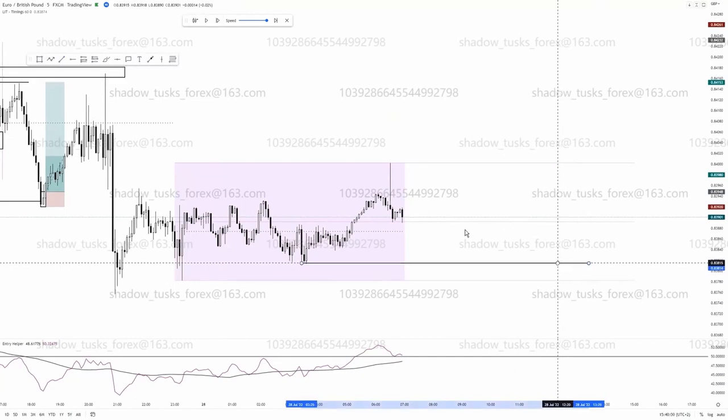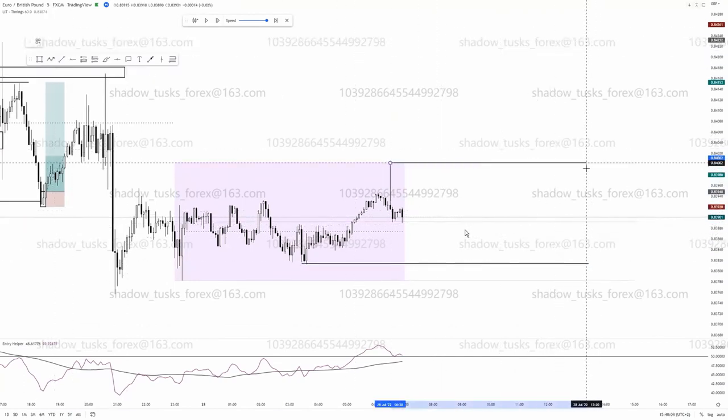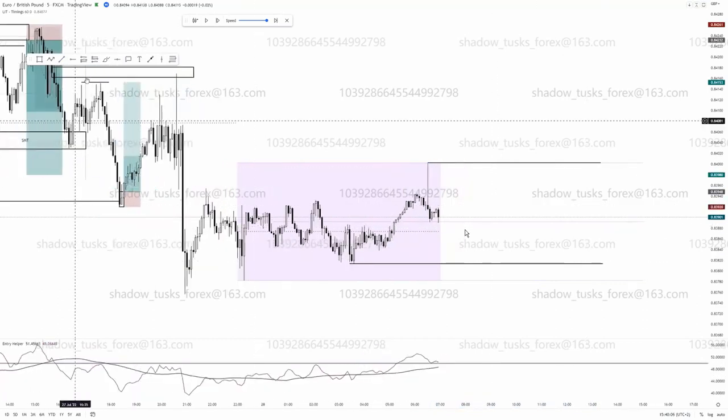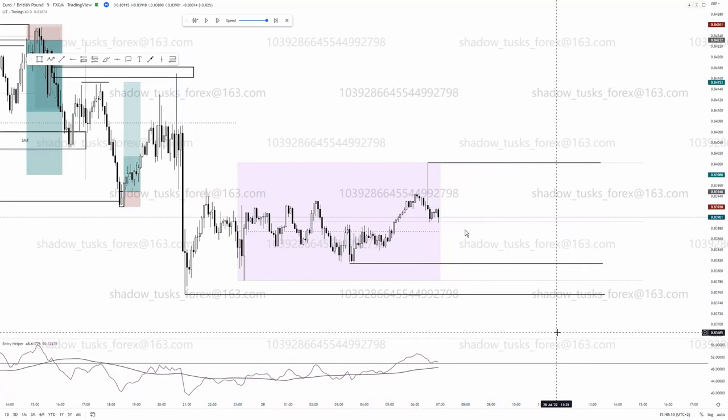Sorry, I didn't realize I was on FXCM. I thought I was on Oanda, and this is our Asia high. And then obviously previous day low. Okay.